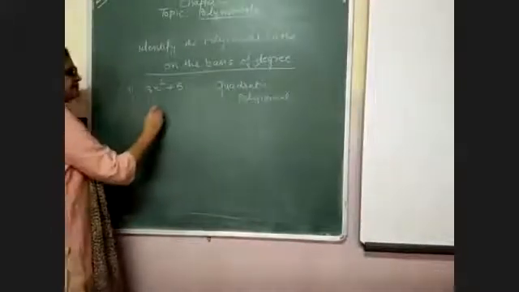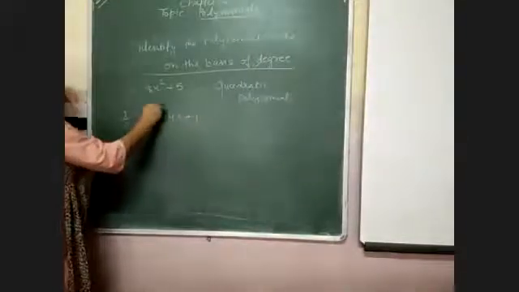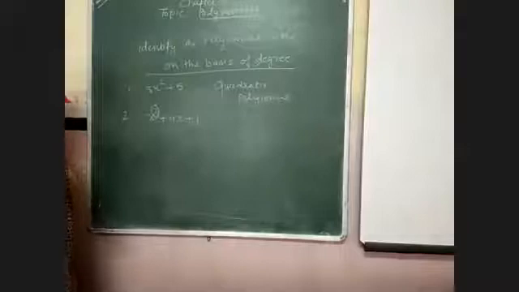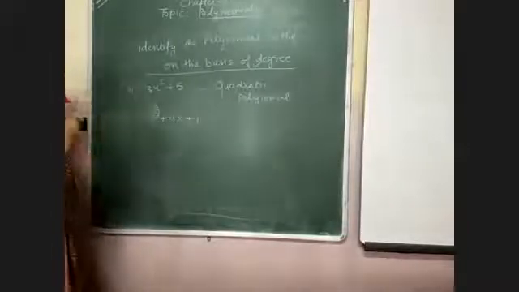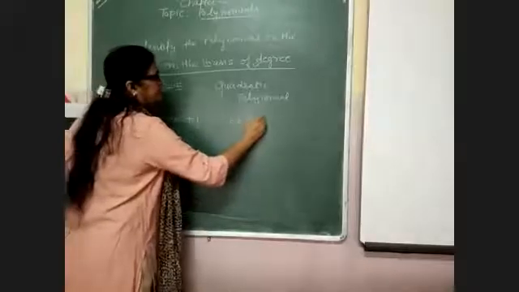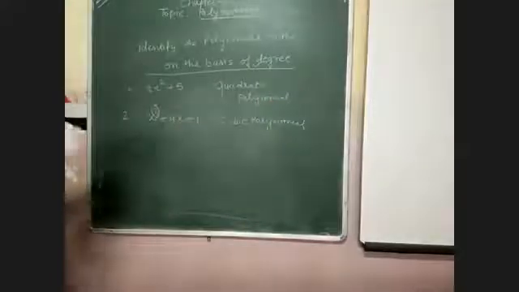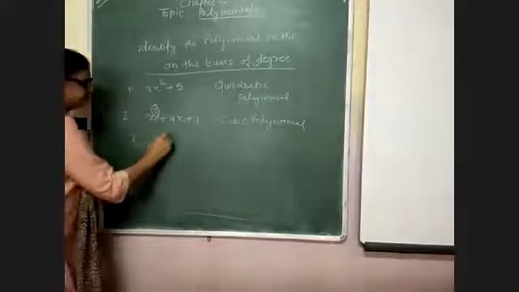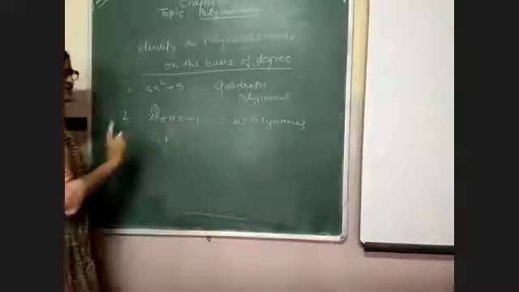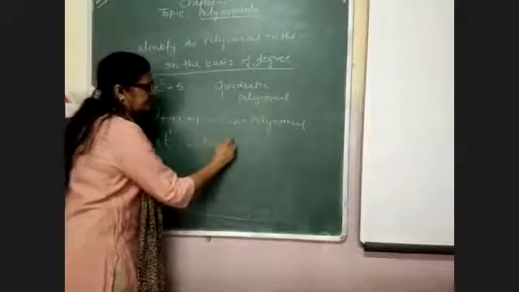The next question is x^3 + 4x + 1. In this question, you will see the highest degree. The highest degree is 3, so it is a cubic polynomial. And the next is 4t. Only degree 1 is given, t raised to the power 1, so it is a linear polynomial.